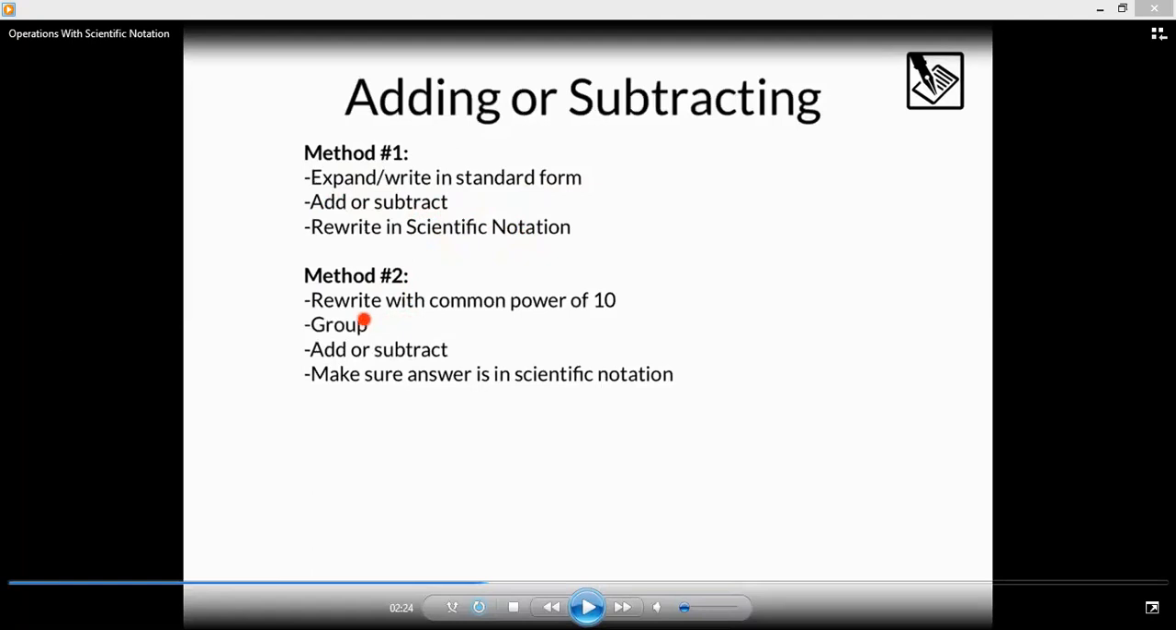What is the second method? Rewrite with the common power of 10, group them together, add or subtract, and make sure that the answer is in scientific notation. Let me give you an example. So, as I said, we have two different methods.